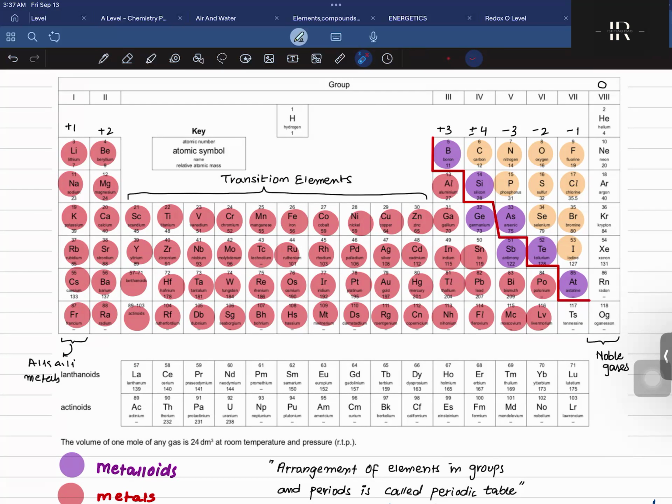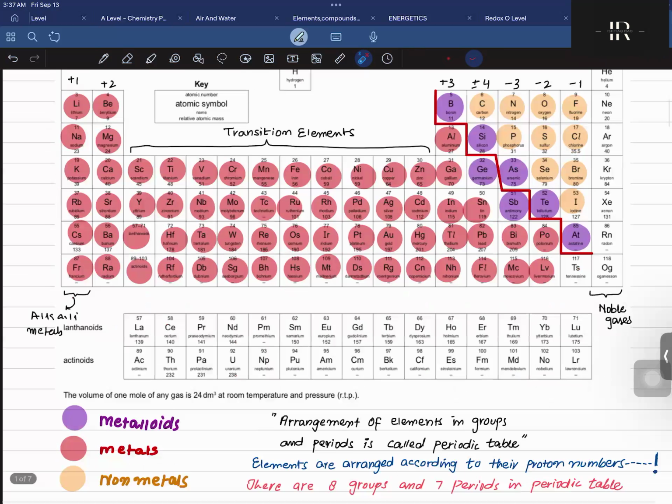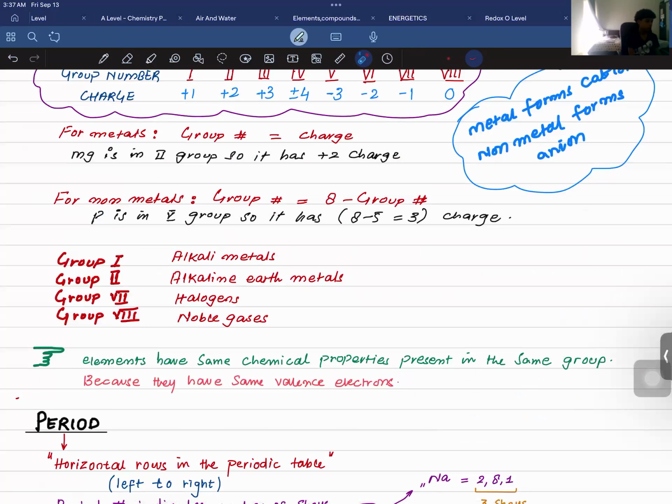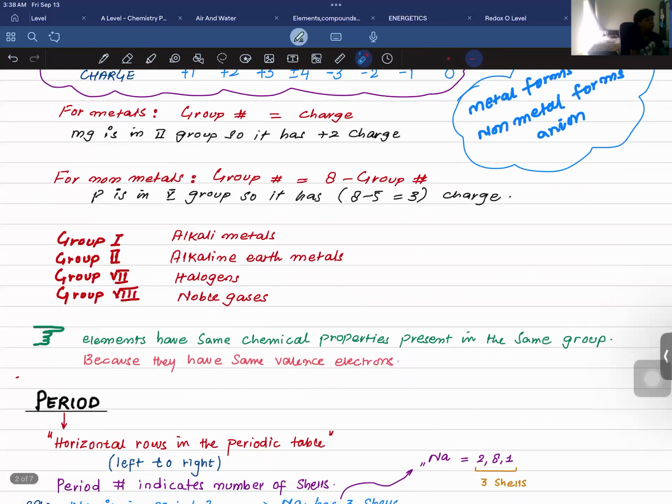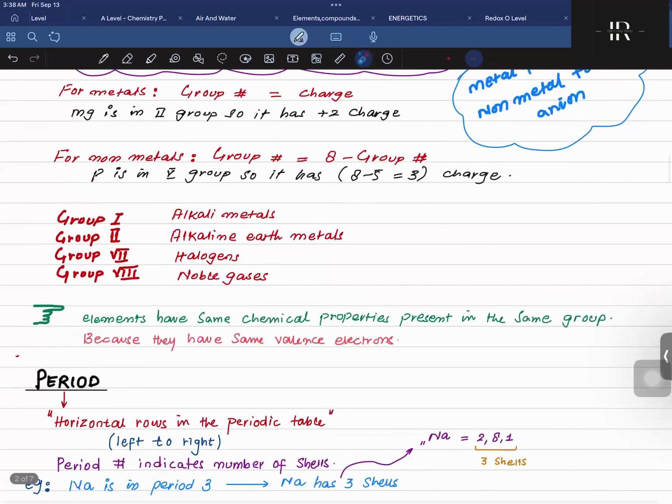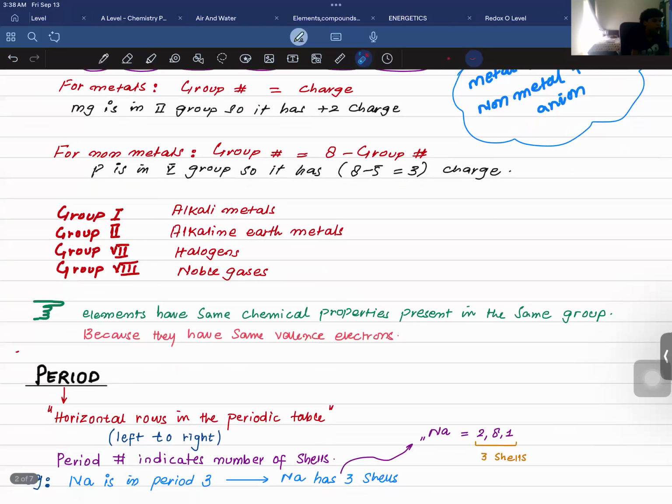As you know, in a group all the elements have the same number of outer electrons, one. So I can say that their chemical properties are the same. This is also a characteristic of a group: if you know the group number, you can tell the outer electrons. And elements have the same chemical properties because they have the same valence electrons, because they have the same outer electrons. Okay, are you getting my point?